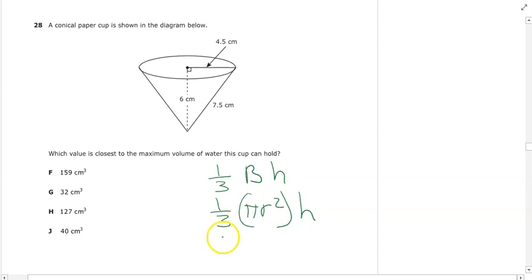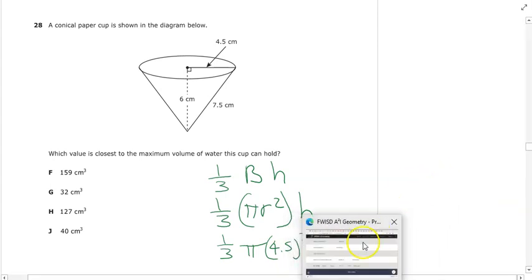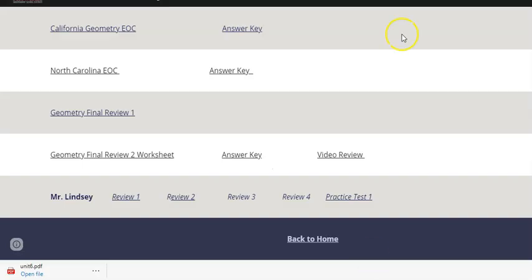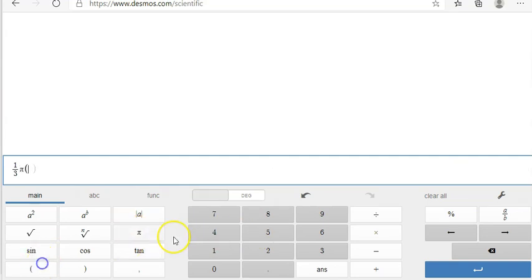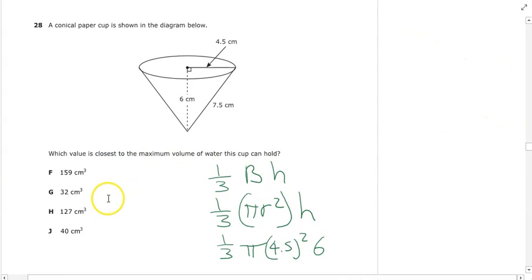Plug in the pieces, we get 1/3 pi 4.5 squared times height is 6. Plug that in our calculator. 1/3 pi 4.5 squared, 6. And we get 127.23. So back on our answer choice, I do see 127.2 rounds down to 127. So it should be H on that one. Okay.